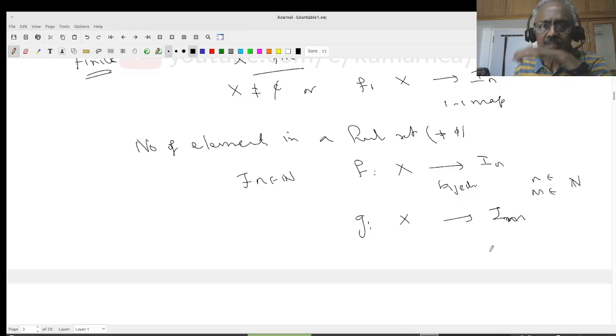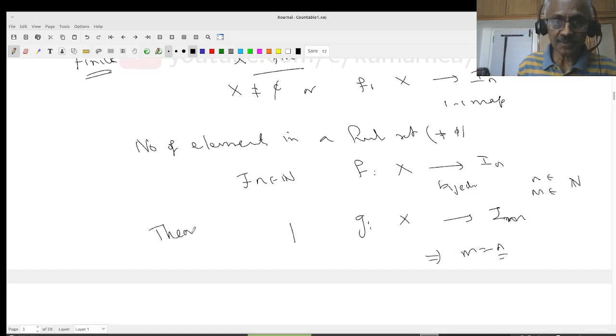Okay. Then what is it that I would like to say? If X is finite, and I have a bijection of X into I_n as well as a bijection of X into I_m, then I want to say m must be n. Therefore, the number of elements in a finite set is fixed. This is a theorem, a non-trivial result. We will look at a proof later in some other video.